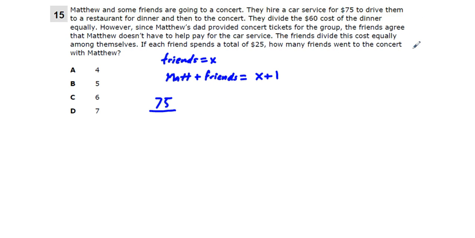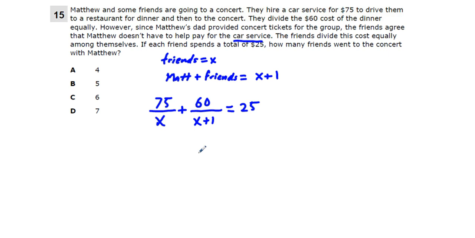Matthew's dad provided the pay for the car, that's the car service. Car service is 75, so that's going to be divided by X, plus we have the concert cost, the dinner itself is 60. That's going to be divided by Matthew plus his friends, so that's going to be X plus 1. And then the average for that, if each friend spends $25, so that's going to be 25 right here. So we can enter these numbers in here.